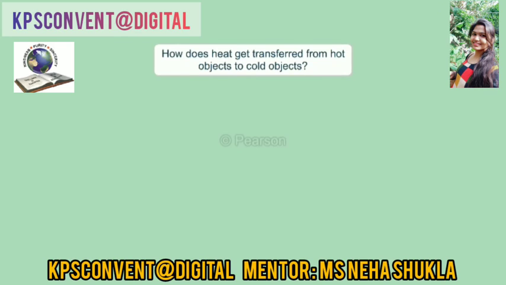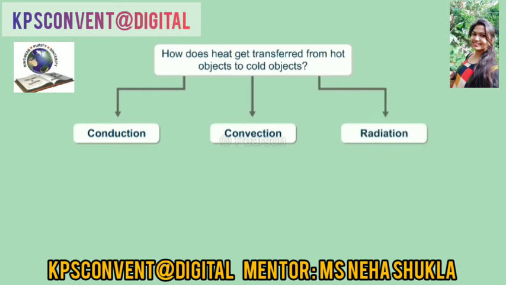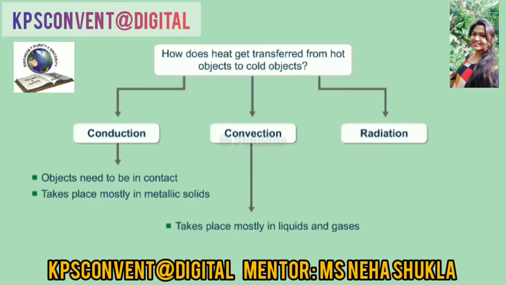We now know that heat gets transferred from hot objects to cold objects through conduction, convection, and radiation. For conduction, the object needs to be in contact with the source of heat and it takes place mostly in solids. Convection takes place in liquids and gases when the particles move towards and away from the source of heat. Radiation does not require a medium to transfer heat.